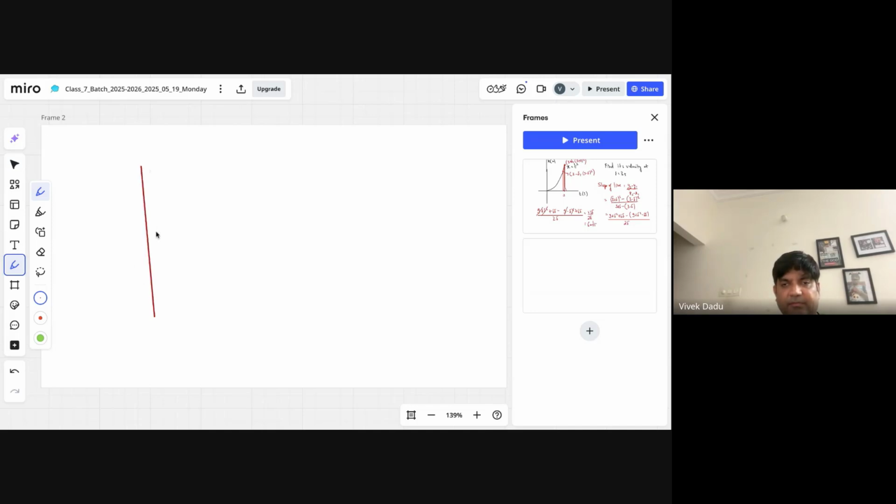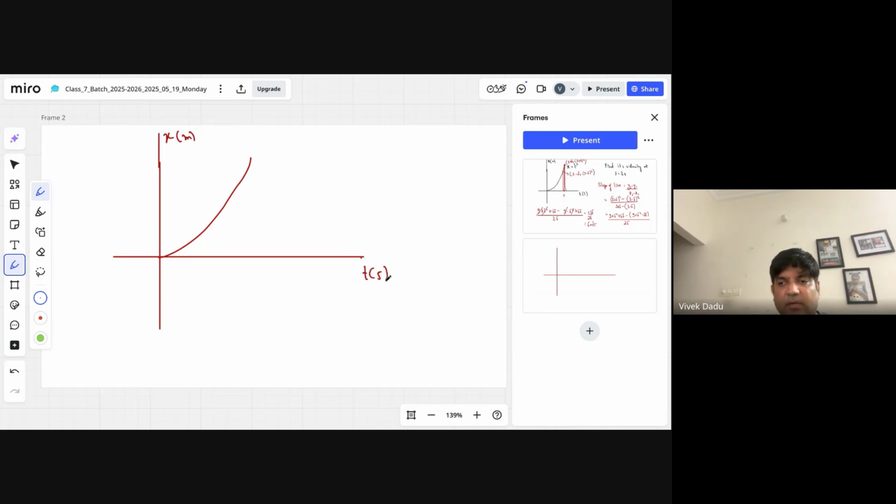I am just using the same graph, because now I am moving to the second principle by Newton. Same graph. X in meters, T in seconds. Okay. Now first, the online group. This is the online group. Find the instantaneous velocity at t equal to 1 second.